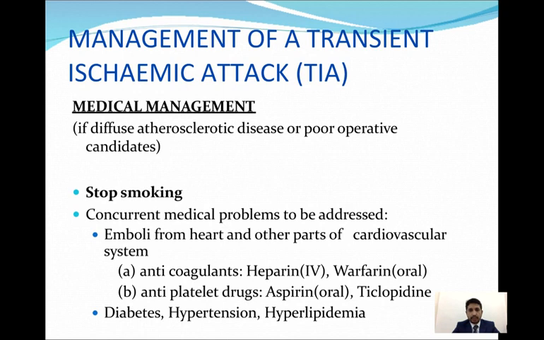So the steps that can be taken are medical management or surgical management, like stopping smoking, and treating the concurrent medical problems, like if there is atrial fibrillation, or an underlying hypercoagulable state, or if the patient is suffering from SLE or any vasculitis. This is the time to treat these conditions. If the patient has diabetes mellitus, hypertension, hyperlipidemia, treat these conditions.